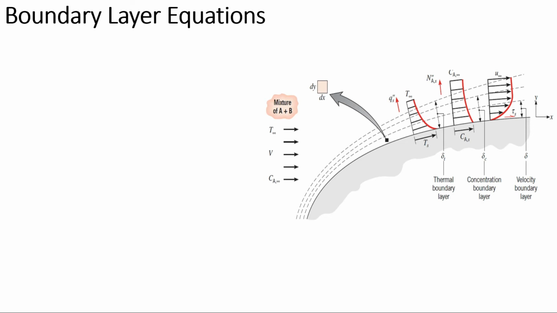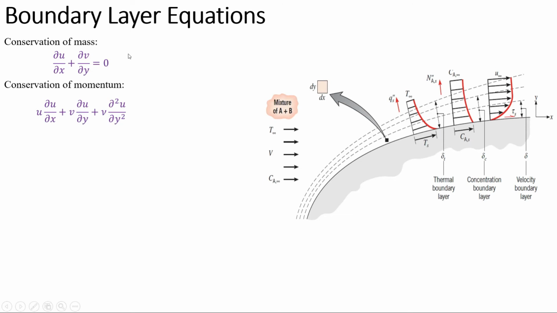Velocity boundary layer you have discussed in your fluid mechanics course, and it requires conservation of mass for a steady process, two-dimensional problem. The conservation of mass continuity equation is dou u over dou x plus dou v over dou y is equal to 0. This is the continuity equation for a two-dimensional steady state problem. And conservation of momentum will be u dou u over dou x plus v dou u over dou y equals nu dou square u over dou y square.